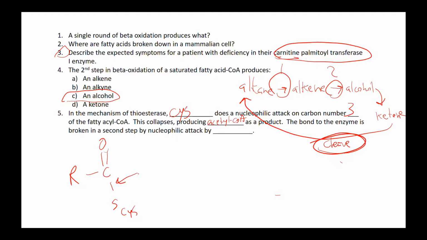Now it says the bond to the enzyme here is broken in the second step by nucleophilic attack by what? In order to restart beta oxidation, our next round of it, we need our fatty acid attached to coenzyme A again. So the nucleophilic attack is actually going to occur by coenzyme A. In the first step, it does a nucleophilic attack and pushes the electrons up onto the oxygen, and for the sake of time, those will collapse down in the second step, cleaving off the enzyme cysteine here. And that is the mechanism for thioesterase.